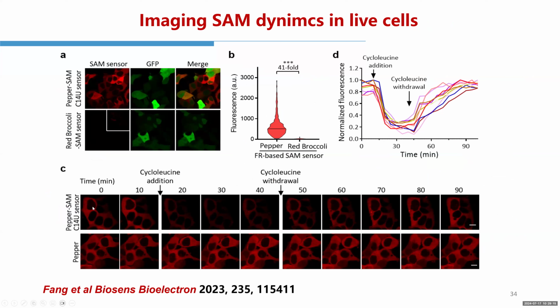As an example, we measured an important methyl group donor important for epigenetics. So our sensor was bright in cells. When the SAM synthesis was inhibited by a chemical, this fluorescence drops immediately. When this inhibitor was washed out of the medium, the fluorescence recovered. So this data showed that this metabolite sensor based on fluorescent RNAs is useful for the study of metabolism.